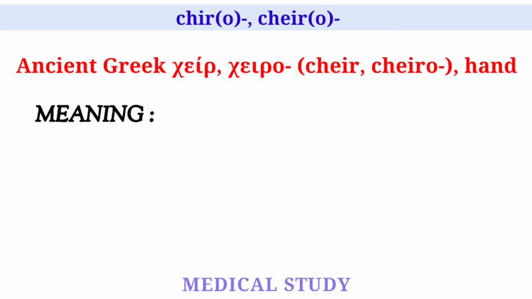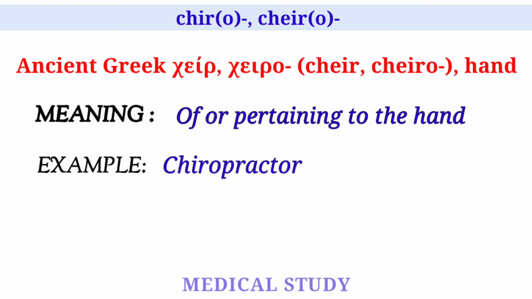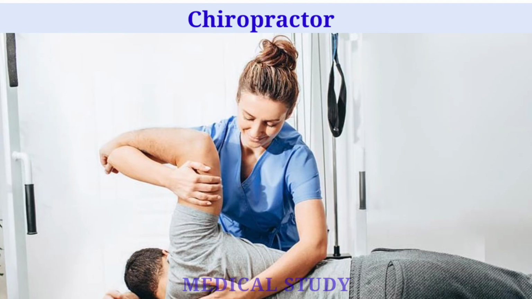Chiro, which originated from the ancient Greek word, means of or pertaining to the hand. Example, chiropractor. A practitioner of the system of complementary medicine based on the diagnosis and manipulative treatment of misalignments of the joints.